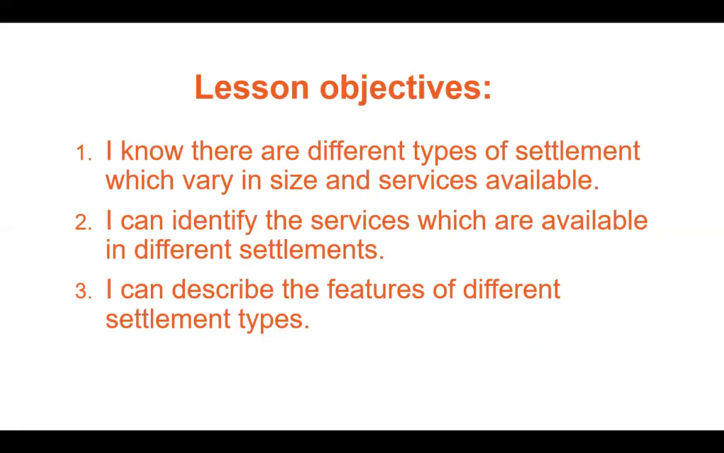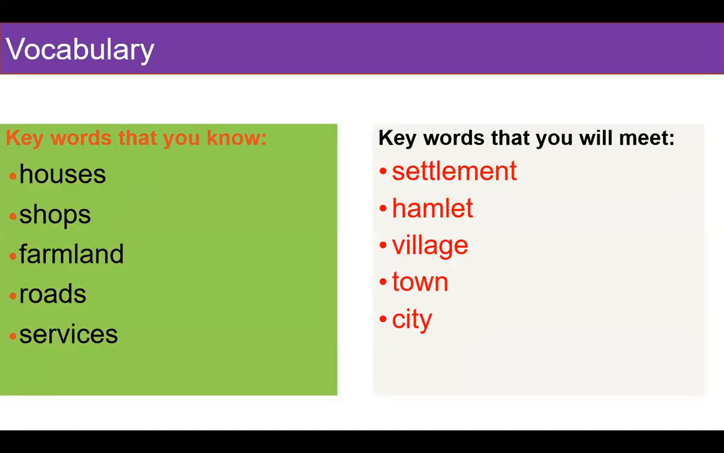Okay, so our objectives today are to know that there are different types of settlement, that they vary in size and they have different services, to identify that different settlements have different services, and to be able to describe the differences between the settlements. Words that you should have come across before are houses, shops, farmland, roads and services. New vocabulary that you might come across today includes settlement, hamlet, village, town and city.